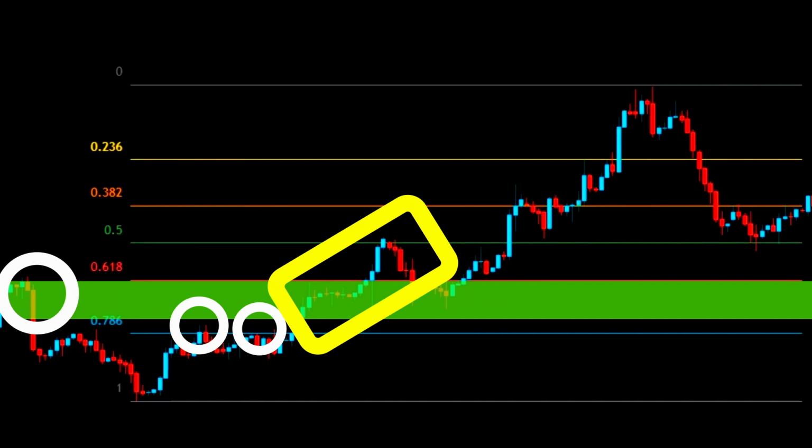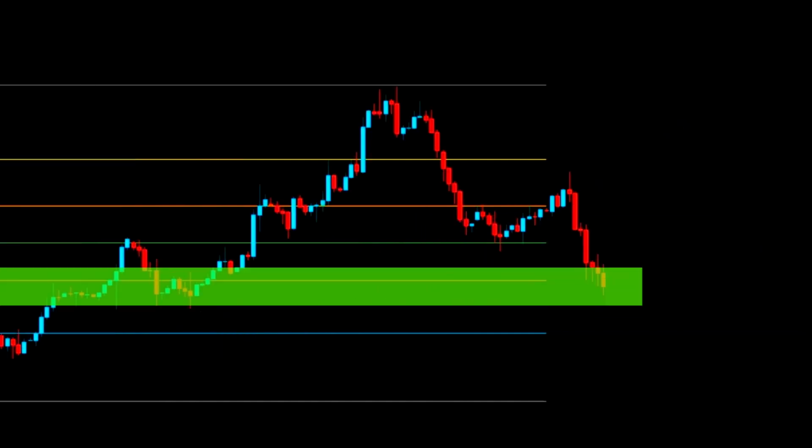But this time they were successful in doing so. The price went above this level, and now it is coming back. Now let's wait and see how the market reacts to this confluence level.